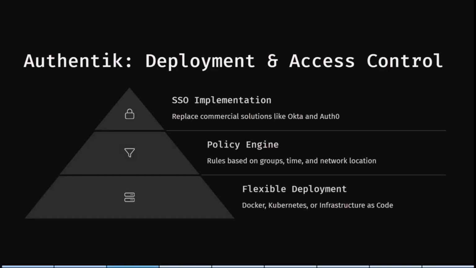Having a look over here at the deployment and access control, it replaces commercial solutions like Okta. Also, it has rules based on groups, time, and even network location. It has flexible deployment, so Docker, Kubernetes, or infrastructure as code.